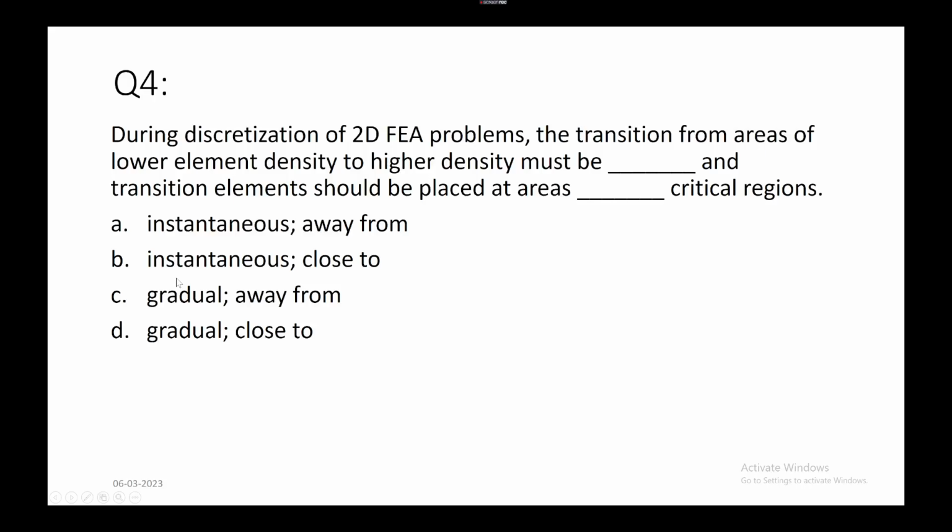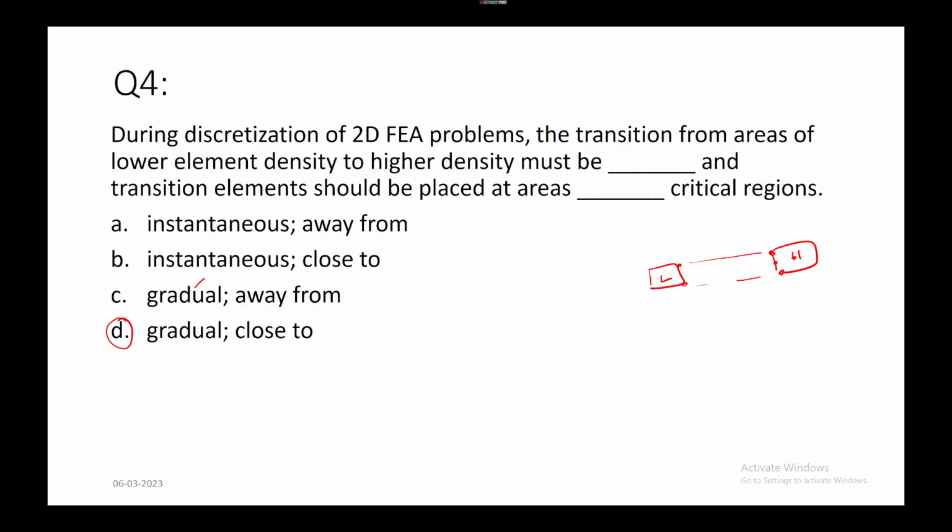So can you guess what could be the answer? Gradual, that I know. Yes. Gradual and close to the critical region, might be. Okay, transition elements we just saw. So it means that we have a lower order element and a higher order element, and to connect them we are using some kind of transition element. So that could be two noded on the left hand side and three noded on the right hand side. So this is one thing.